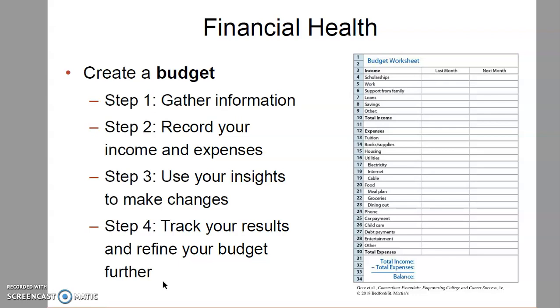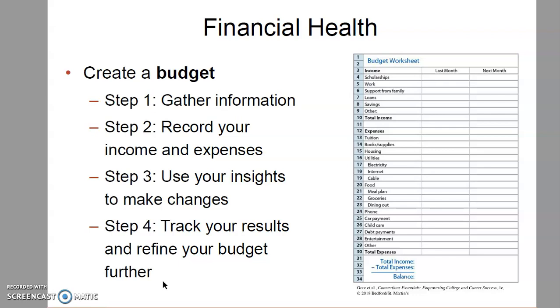Then step 3, you look at how your money is flowing in and out to make changes. You want to maximize the money coming in and minimize the money going out. So this is where you might make changes to things like your phone plan or your TV plan, or maybe you think about how you're spending money on gas if you have your own car.